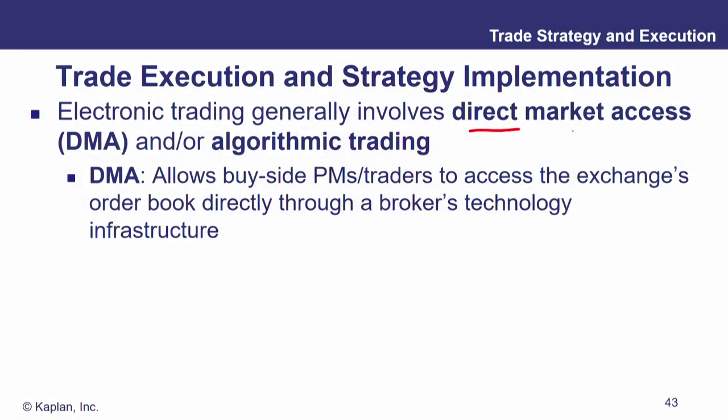Okay, so electronic trading, let's talk a little bit about this. This seems to be what everyone thinks about with trading now. So it involves direct market access, or DMA, and this is where we see the algos, or the algorithmic trading. So what do DMAs do? They allow buy-side PMs or traders to access the exchange's order book.